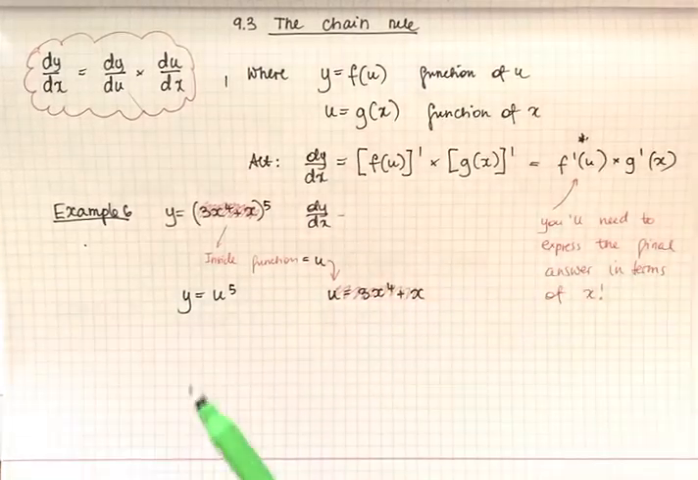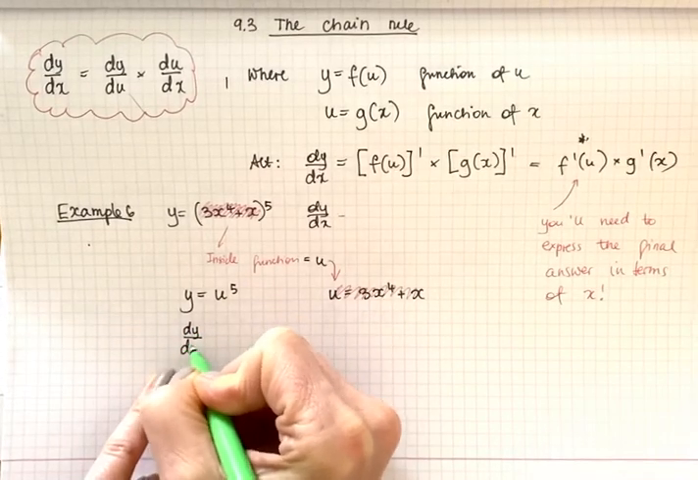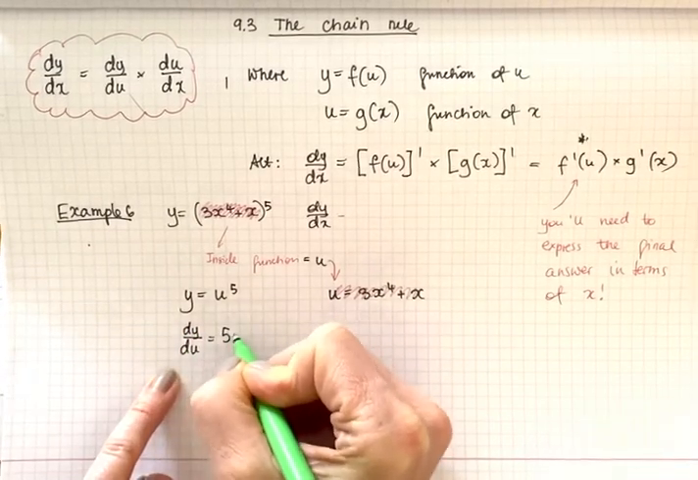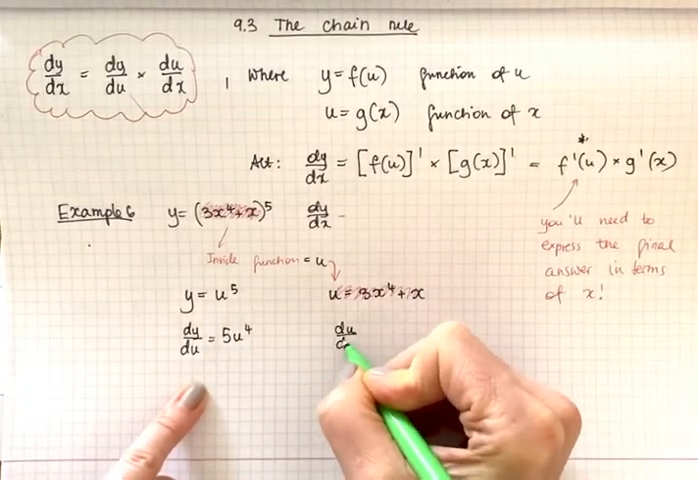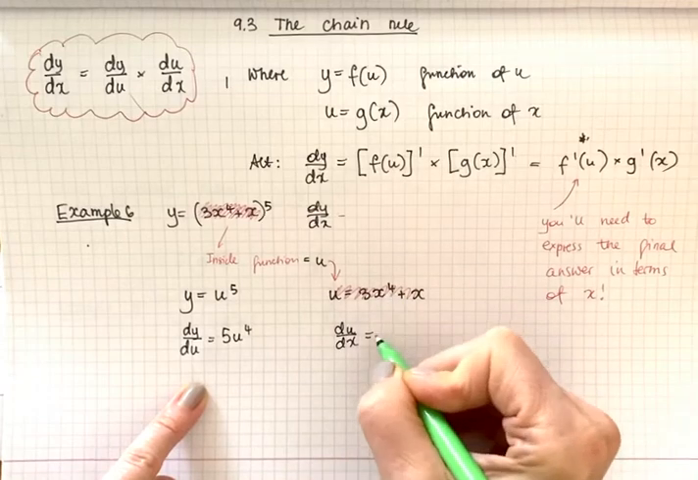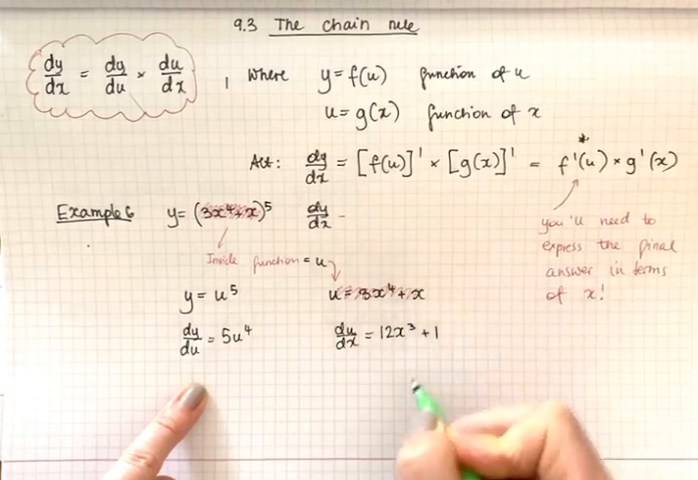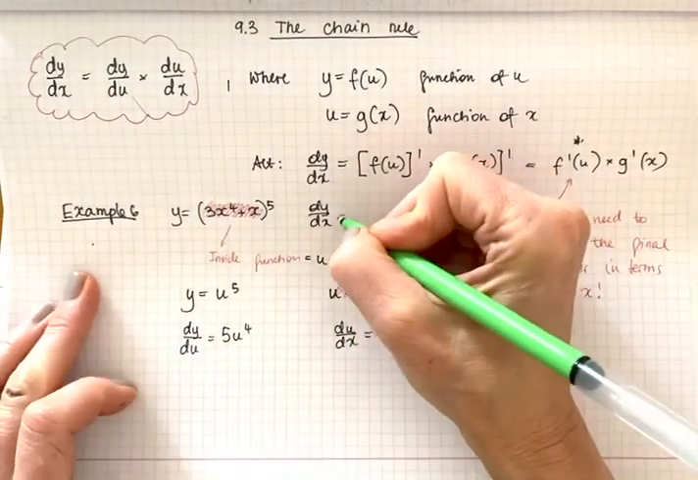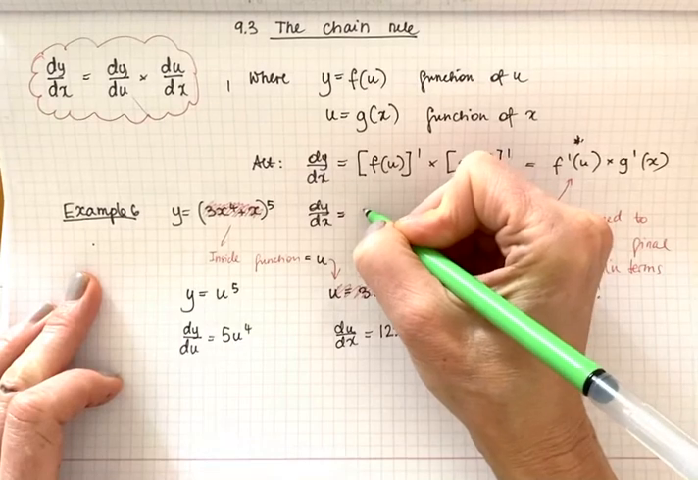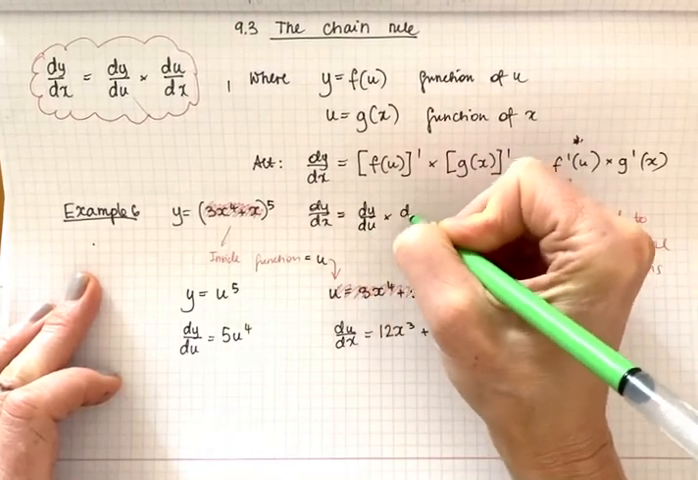And now all we need to do is differentiate both. So we're going to find dy du. That just goes to 5u to the power 4. And here we've got to do du dx. So that will go to 12x cubed plus 1. And to obtain the final result, we are going to use our chain rule. So dy dx is dy du times du dx.